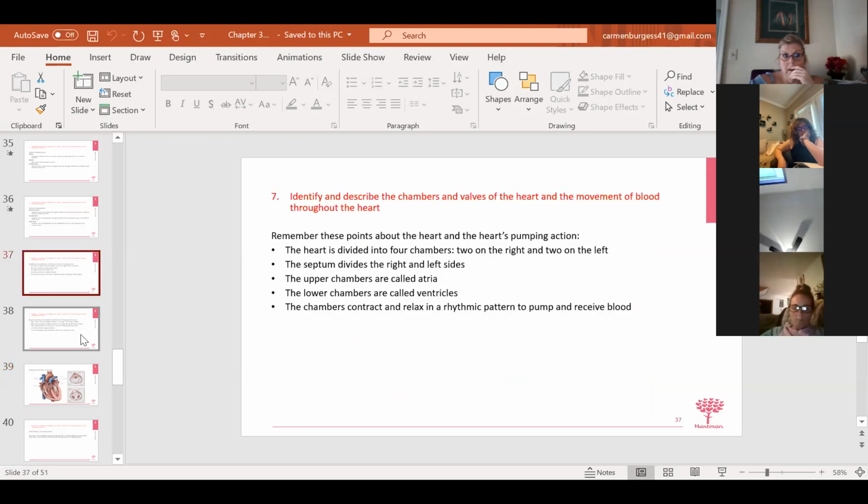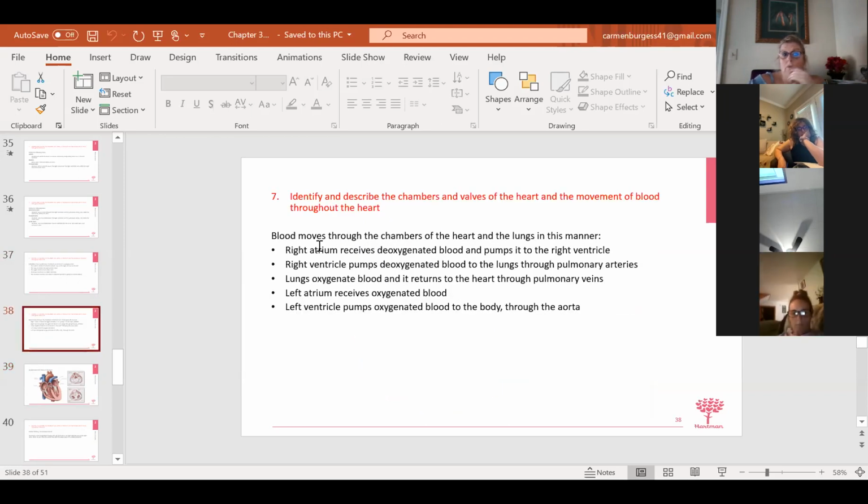I'm going to go back here to this blood flow. So the right atrium receives deoxygenated blood from where? The superior and the inferior. Right. And it pumps it to the right ventricle. So we got this flow. It's a closed circuit. We know that is never going to change. So if you commit that to memory, you're on a roll. Right atrium, and it pumps to the right ventricle.